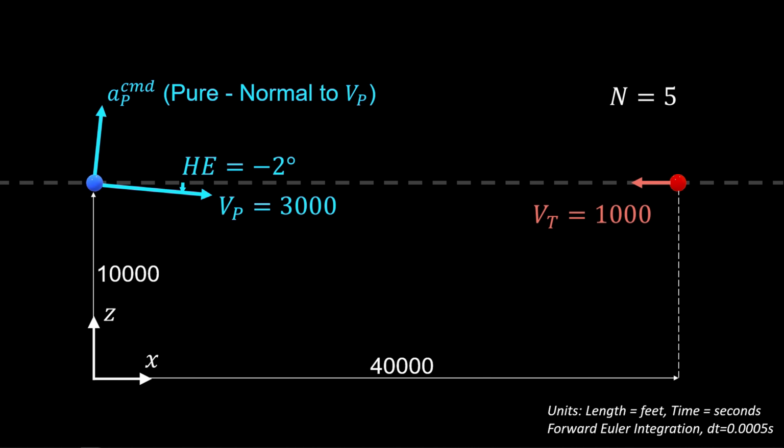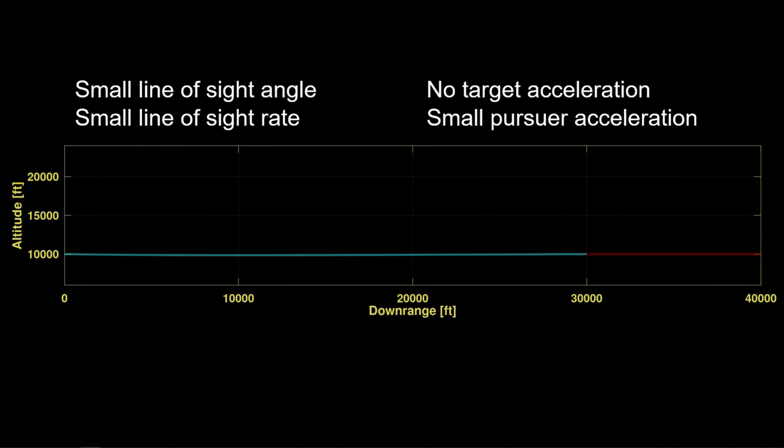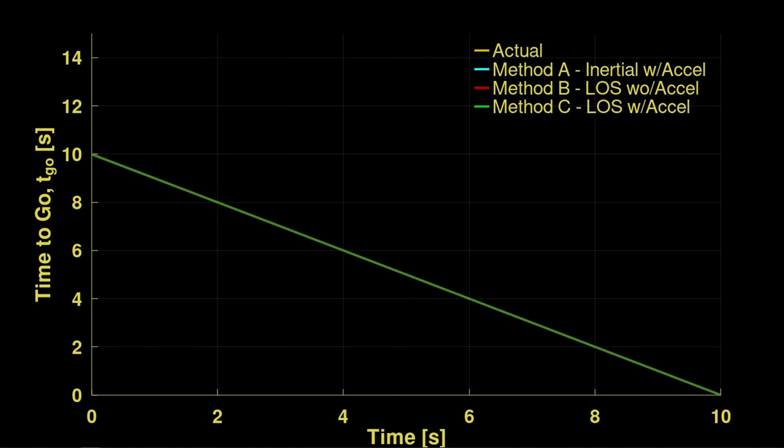We now run the same engagement scenario again, but this time use pure proportional navigation, where the acceleration command is normal to the pursuer velocity vector. That is, there will be a non-zero relative acceleration even though the target does not accelerate. From the trajectory plot, it looks the same, as does the time to go estimate, but now we can see method C overlaid in the plot.